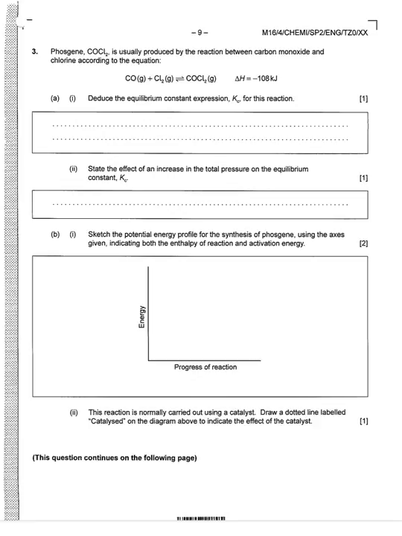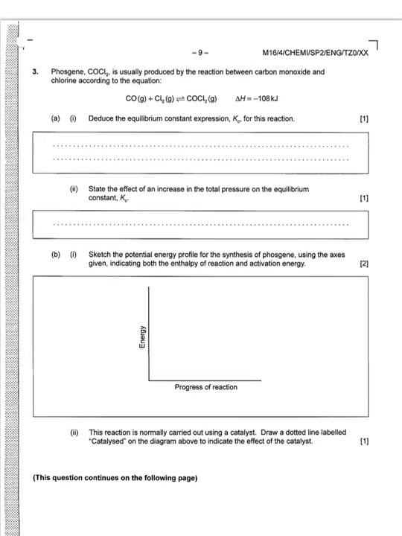So number 3, phosgene is usually produced by the reaction between carbon monoxide and chlorine, as shown. Deduce the equilibrium constant expression. And remember, it's product over reactant, so Kc is going to be equal to the COCl2 over the reactant CO times the Cl2. And there are no exponents since this was a 1-to-1-to-1 reaction.